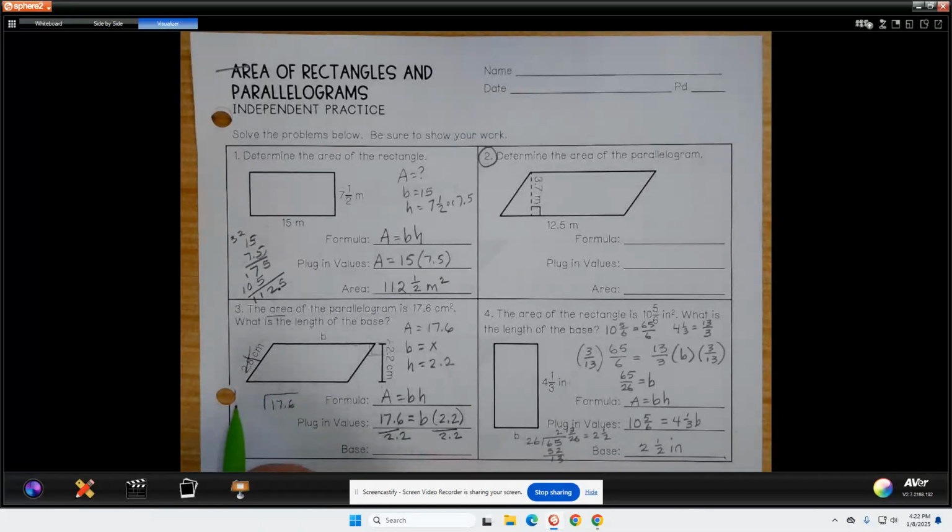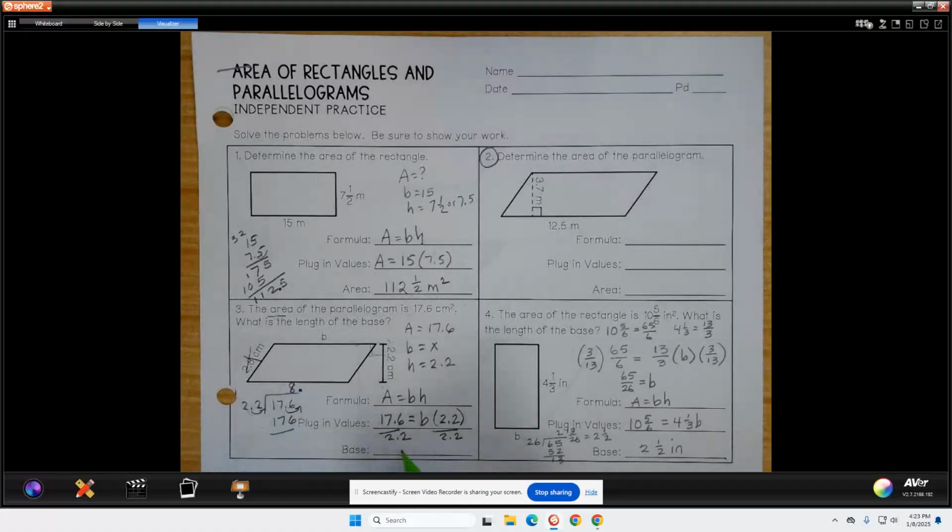17.6 divided by 2.2. Cannot have a decimal in the divisor, so move it over 1. When you do it in one place, you have to do it in another, so I'll move that over and put my decimal in. 22 will not go into 1. It will not go into 17. It will go into 6. Let's try 8. 8 times 2 is 16. 8 times 2 is 16, plus 1 is 17. So my base is going to be 8 centimeters.